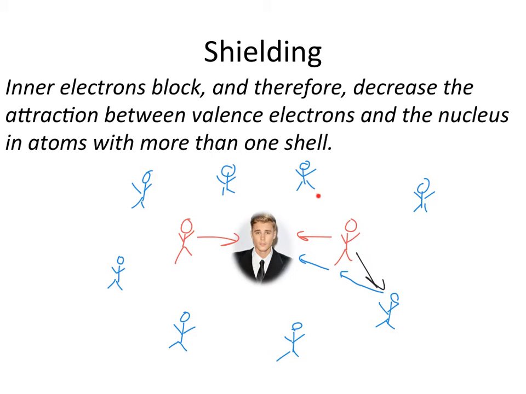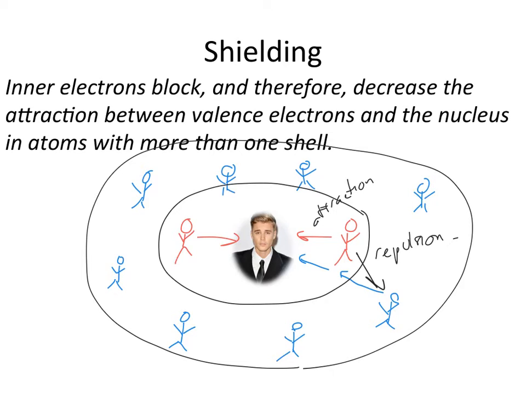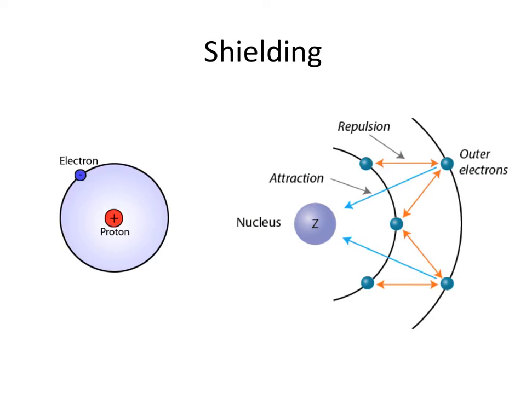So in here we have attraction, and here we have repulsion. Attraction to the nucleus, and these inner electrons, these ones right over here, are repelling the outer electrons, which are over here. So let's bring this back into an atom.